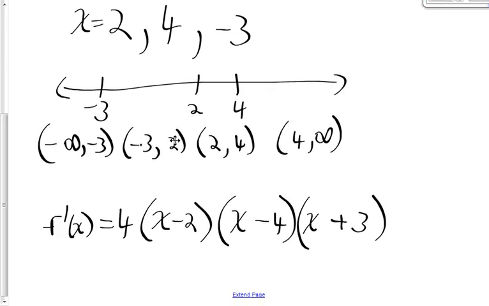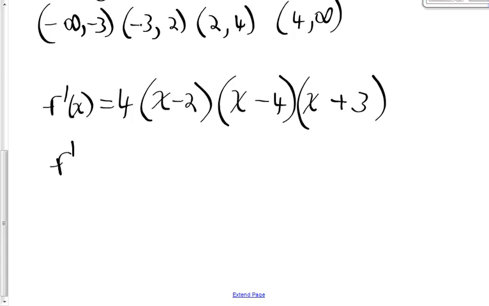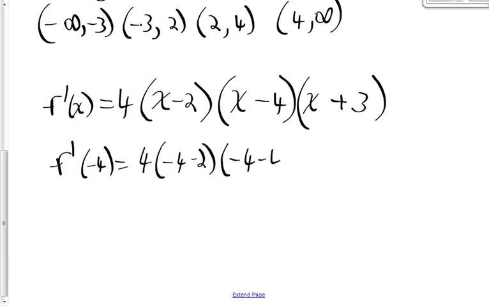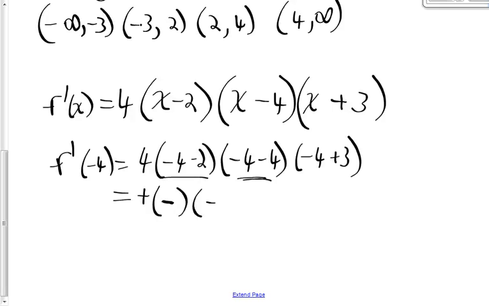So let's look at each individual interval. I'm going to choose a number on this interval. A number between negative infinity and negative 3 is negative 4. So I'm going to find f prime of negative 4. That's 4 times negative 4 minus 2 times negative 4 minus 4 times negative 4 plus 3. Now, I don't really need to know what the actual number is. I just need to know the sign. So I'm going to look at the signs of these factors. This 4 is positive. This factor here is negative. This factor here is also negative. And this factor here will also be negative.